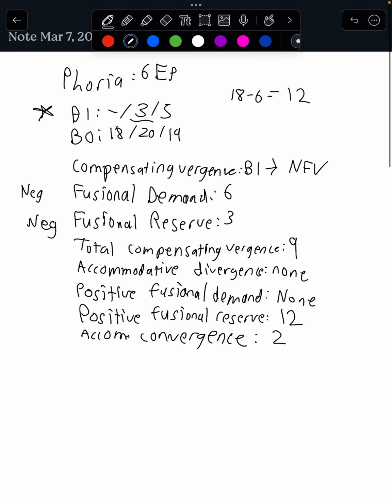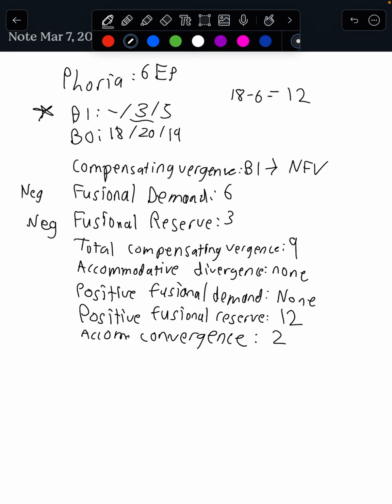And so after that, I want to know, does this pass Sheard's criterion? So the fusional demand is 6. The fusional reserve is 3. And so the fusional reserve is not 2 times the fusional demand, so it fails Sheard's criterion. If the fusional reserve was 12, then the patient would have passed. And so now we can go through a formula to figure out how much prism we can prescribe this patient.